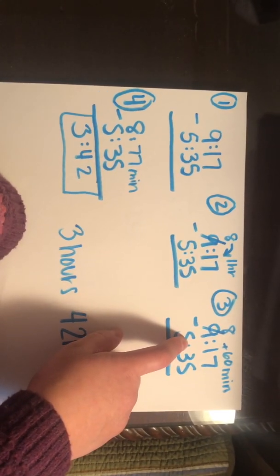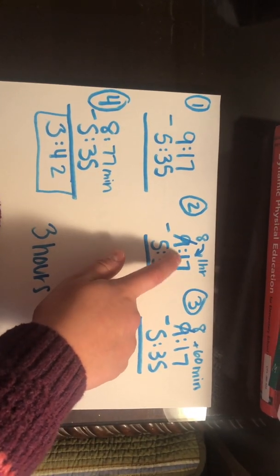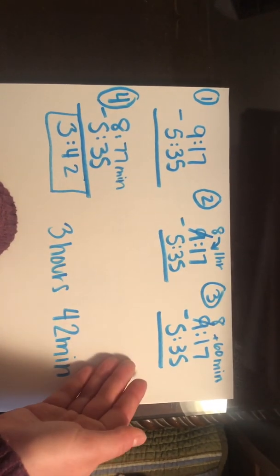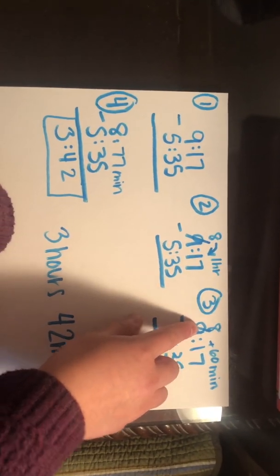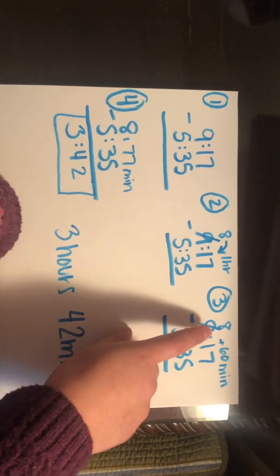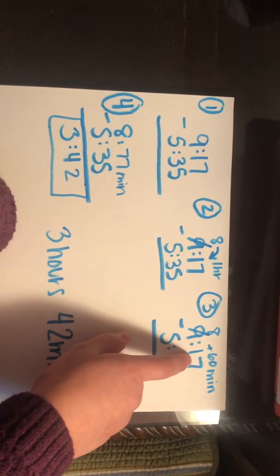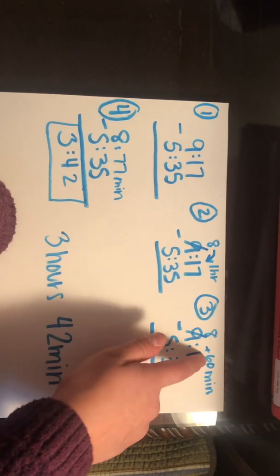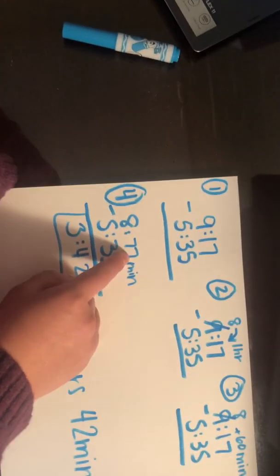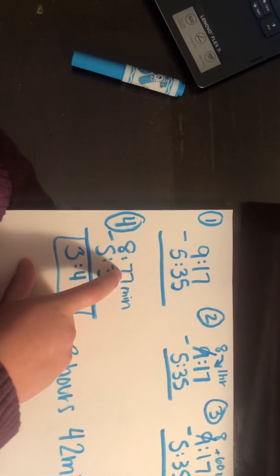We are so used to adding 10 from our tens place to our ones place, but in time, we aren't using tens place and ones place. We're using hours place and minutes place. So it's very important to remember that when we're subtracting an hour and converting it into minutes to have enough minutes, we're actually adding 60 minutes. And when we add 60 minutes to the 17 minutes that we already have, we have 77 minutes.